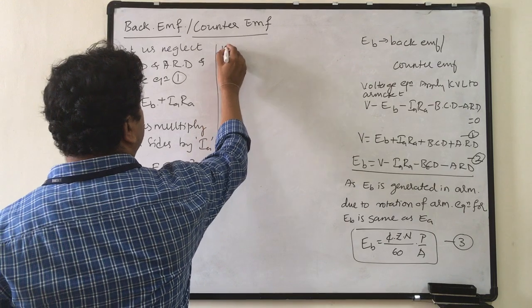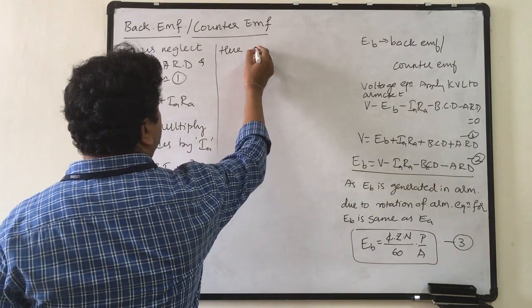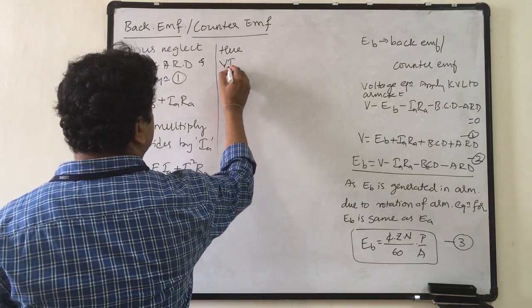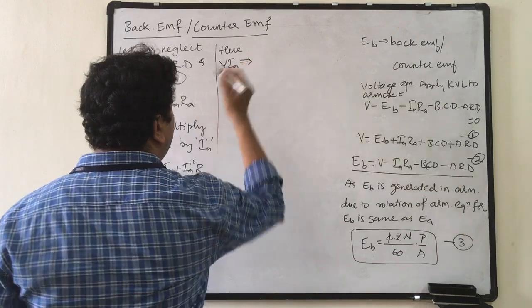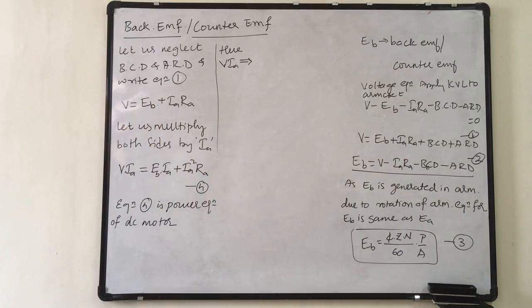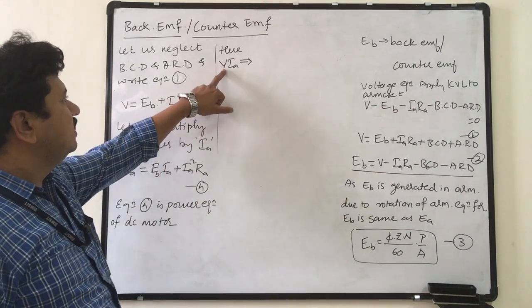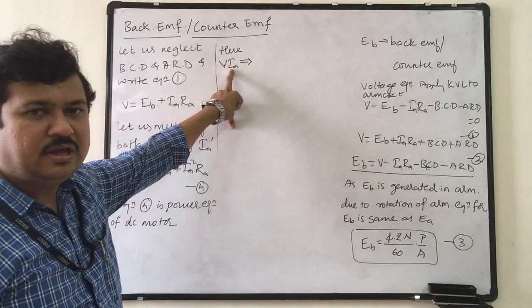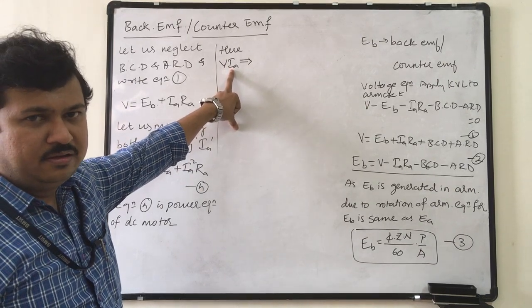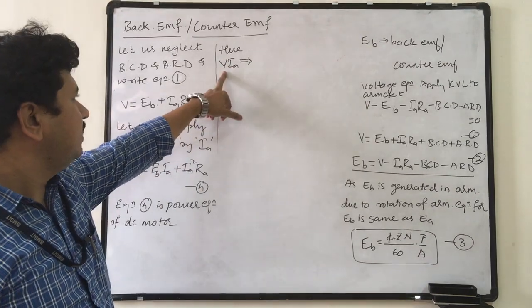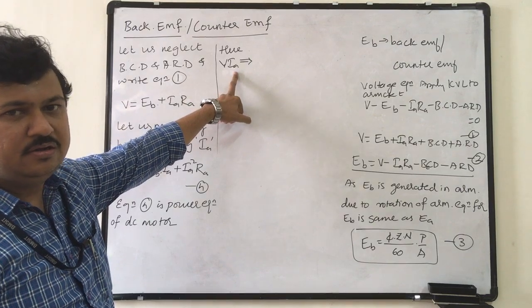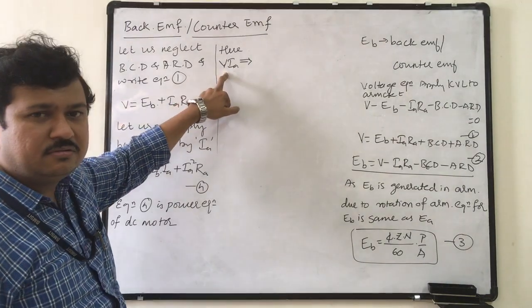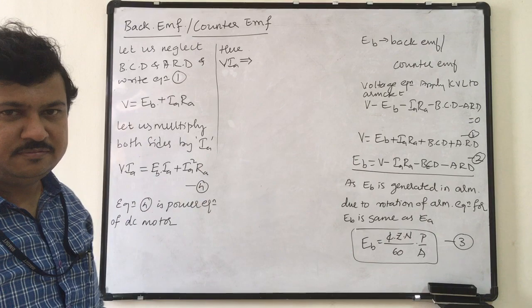So here, V into Ia. What does this indicate? V is the voltage supplied, Ia is the armature current. Is it? V is the supply voltage, Ia is the armature current. So which power does it indicate? It is the armature power.